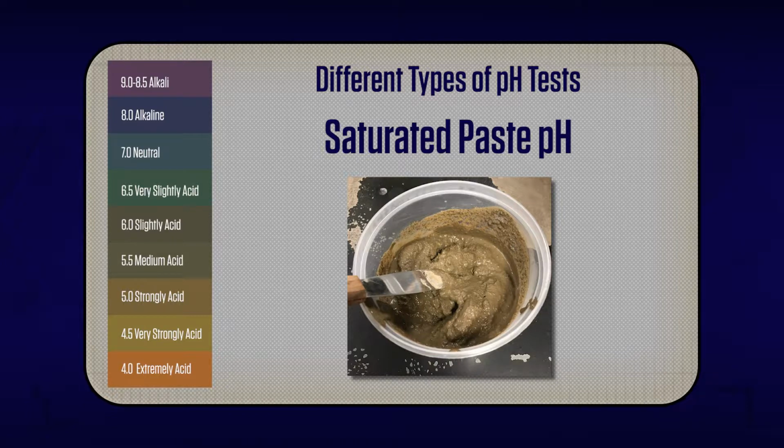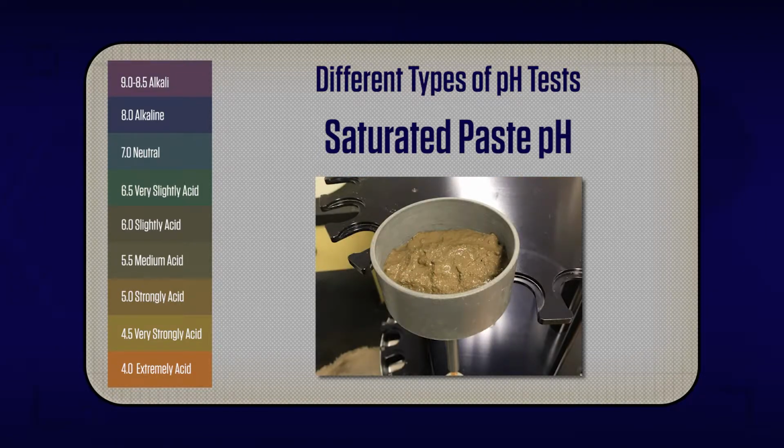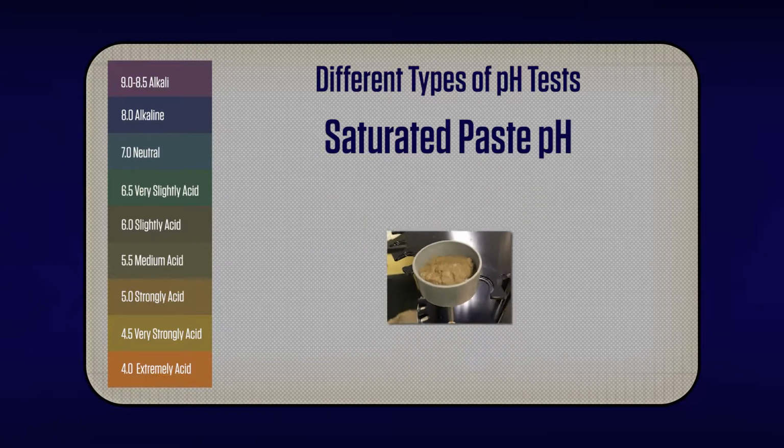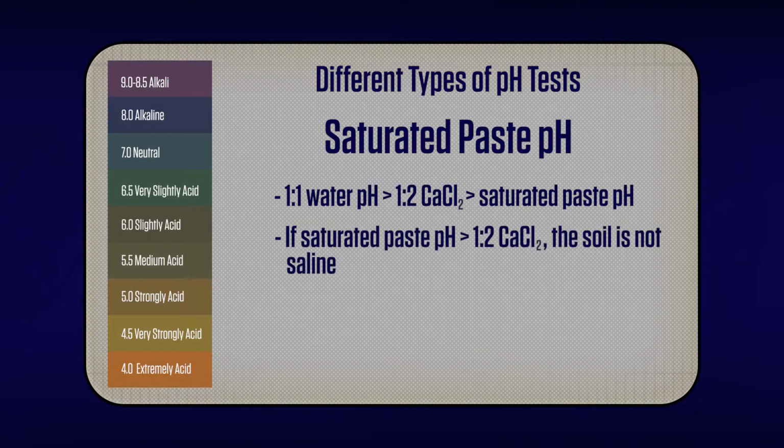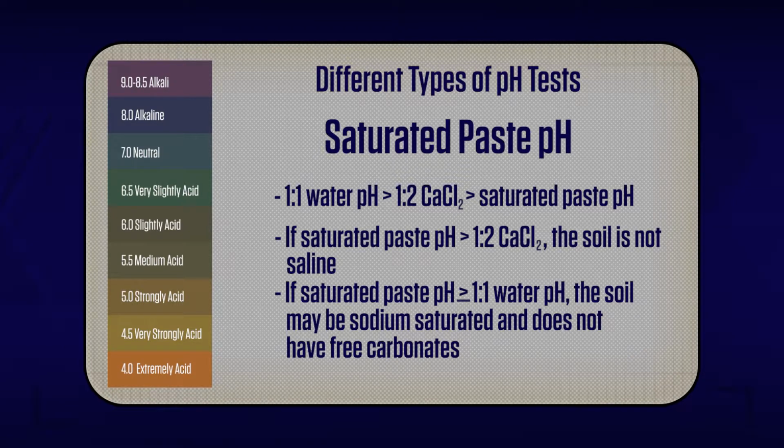Saturated paste pH. Used in regions where the soils have soluble salts, the saturated paste pH is compared to the 1:1 water pH and the 1:2 calcium chloride. The usual pH sequence is 1:1 water pH is greater than 1:2 calcium chloride is greater than saturated paste pH. If saturated paste pH is greater than 1:2 calcium chloride, the soil is not saline. If saturated paste pH is greater than or equal to 1:1 water pH, the soil may be sodium saturated and does not have free carbonates.